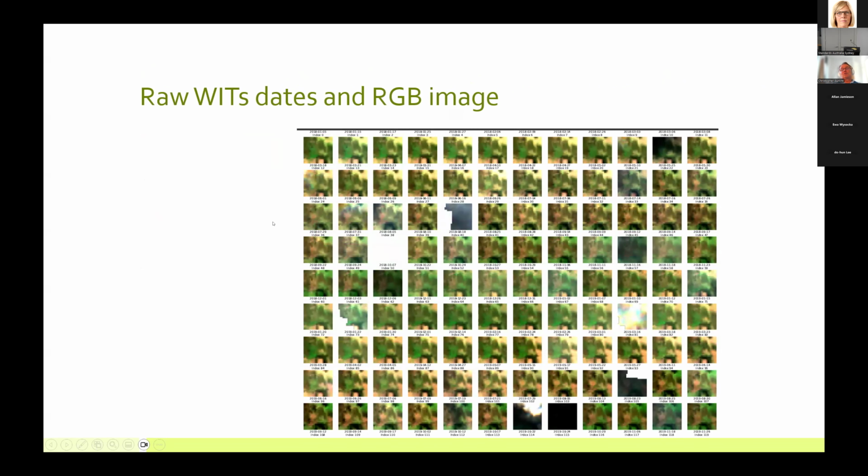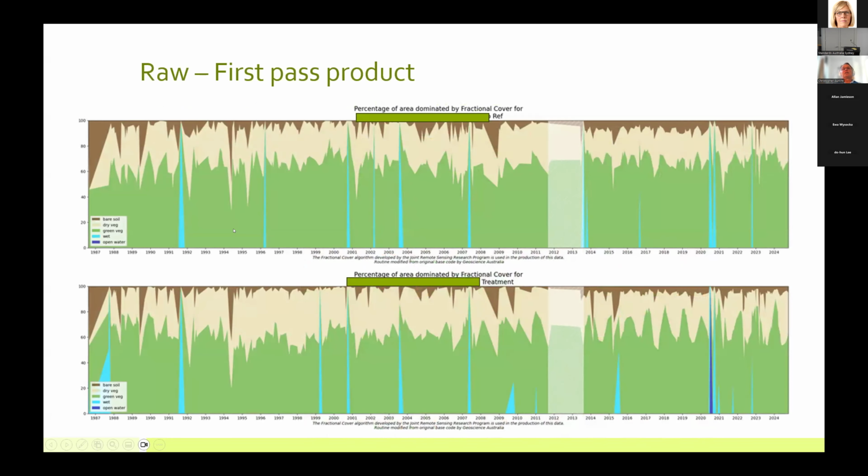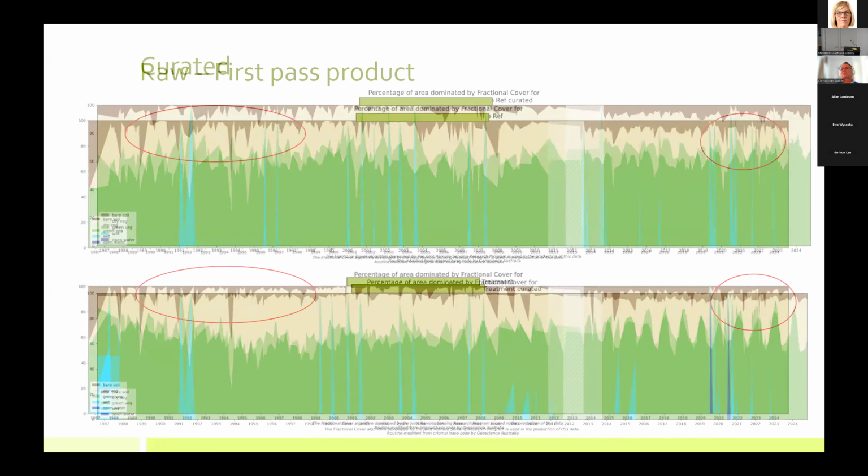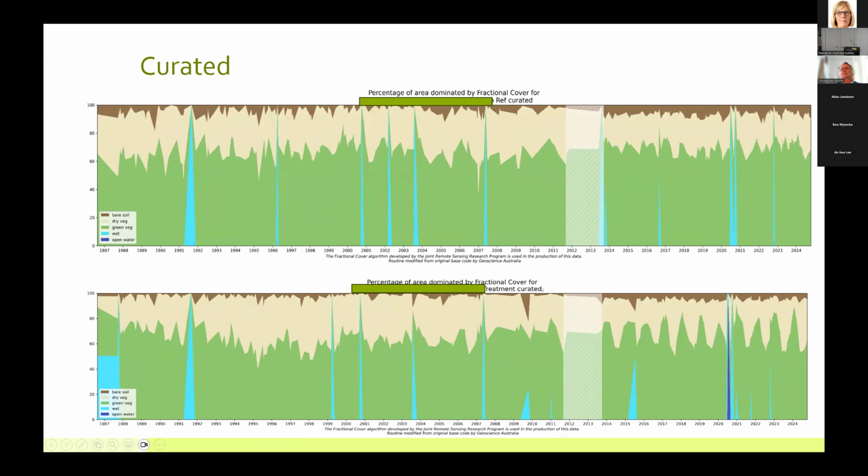That's the original product, if you like, that comes out of that WITS routine that Geoscience Australia have developed, and we basically enhanced and modified. But you'll see images such as this that you don't want in there. These ones, and others. We run those routines, and then you get an example that goes from here, which has a lot of these spikes and things in it, as you can see. And then after curation, you can see it's a very clean image and a very strong signal from only 2 pixels.